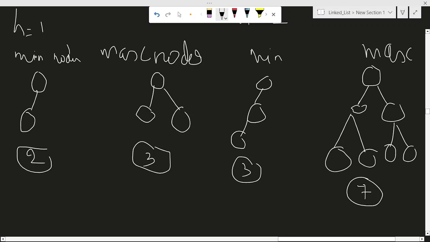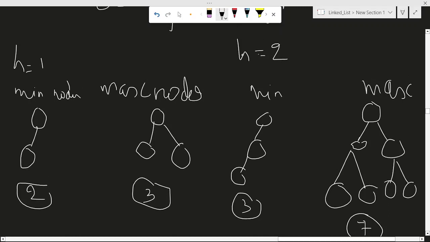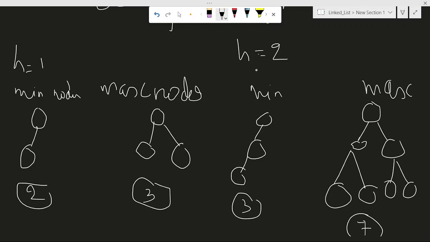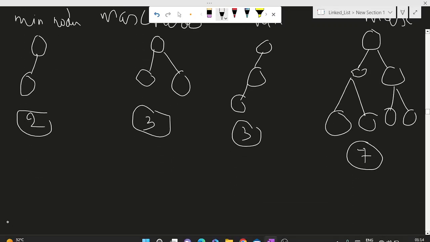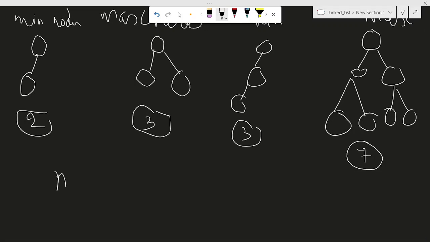So the minimum number of nodes required is so easy: h plus 1, that's it. If you want to reach height 1, then you need h plus 1, that is 2 nodes. If you want to reach h is equal to 2, then you need h plus 1, that is 3 nodes. So the minimum number of nodes that I require, let me take it as n min, is h plus 1.